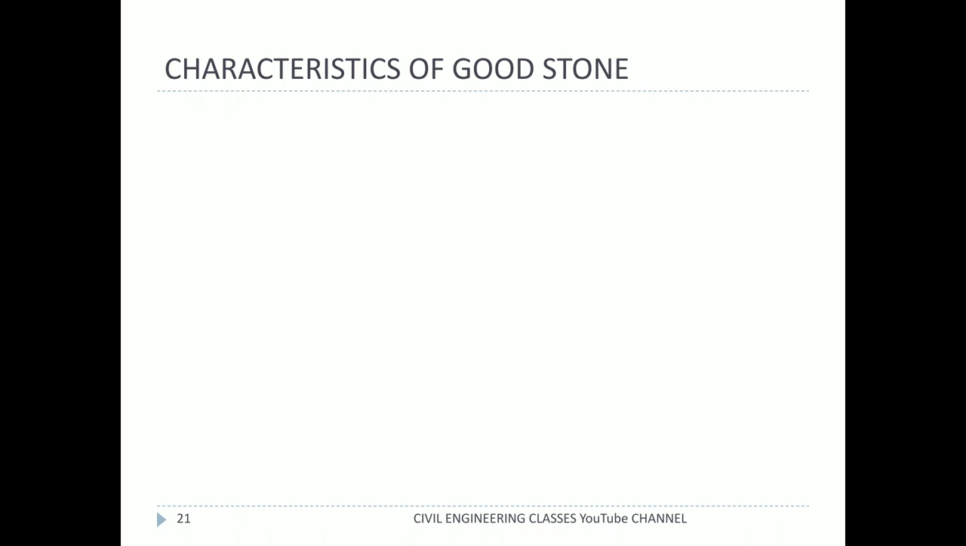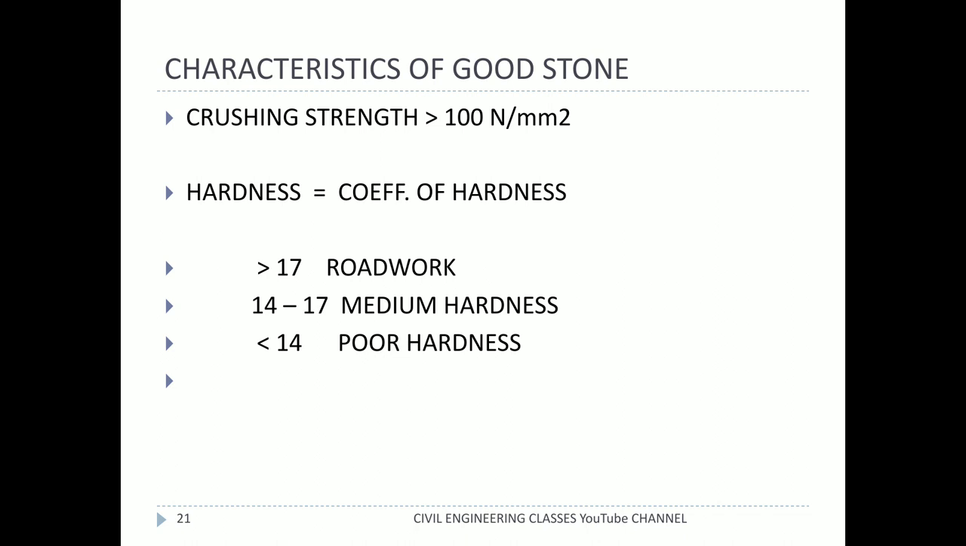Next topic is the characteristics of a good stone. Let's see. The crushing strength of a good stone to be used as a building material should be greater than 100 Newton per mm square. Next one is hardness. Hardness is measured by a term called coefficient of hardness. If the hardness coefficient is greater than 17, it can be used for road works. If its value is between 14 and 17, it is of medium hardness. If it is less than 14, it has very poor hardness, that is of no use.